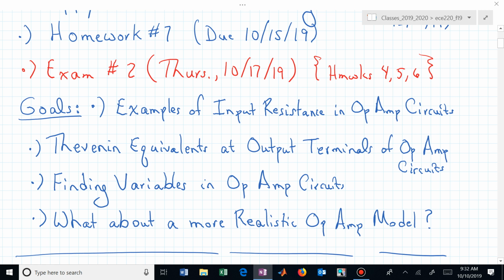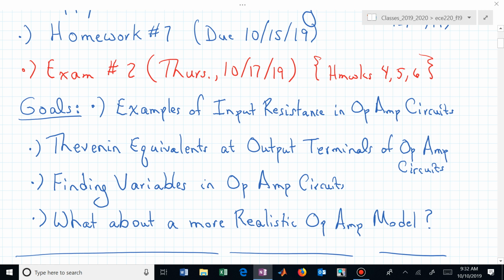And then, depending on how far we make today in terms of progress, what about this more realistic model of an op-amp? We've been assuming ideal conditions, and I hope when we get to that more realistic op-amp model, the analysis will expand in terms of complexity, but the end result is about what we've been doing with the ideal op-amp assumptions. That's the bottom line.